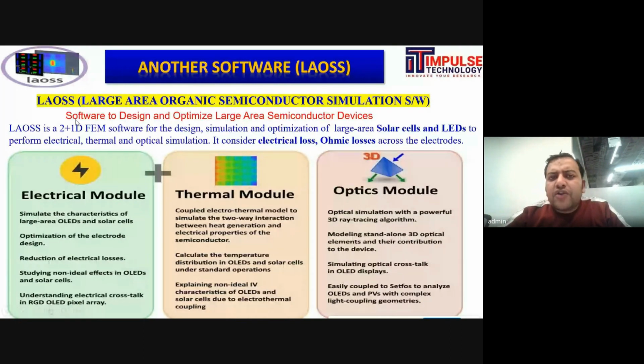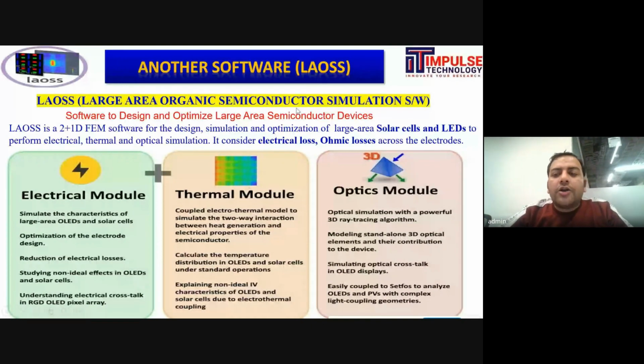SETFOS was one-dimensional, but this is 1D plus 2D FEM-based simulation for large area solar cells and LEDs to perform the electrical, thermal, and optical calculations. Whatever the losses are in your solar cell and LED, if you are getting a low efficiency, then what could be the reason behind that?